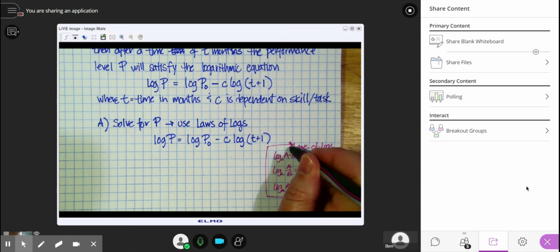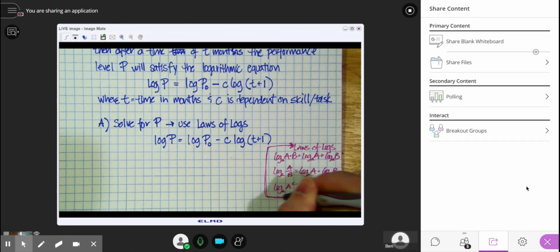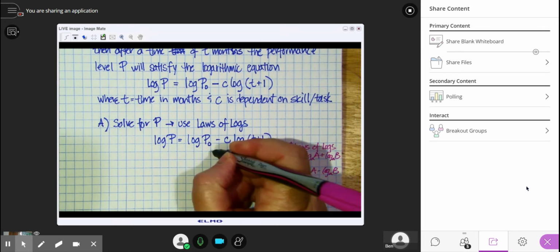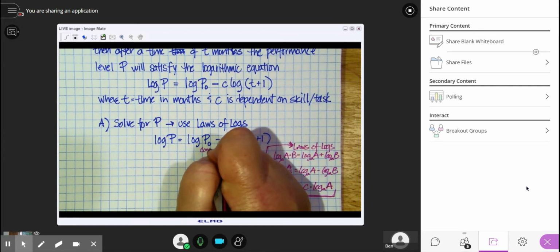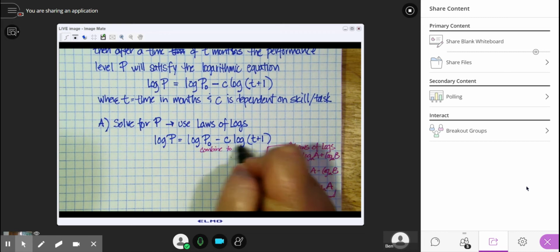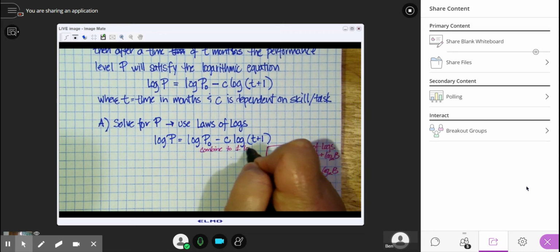So these are the three logs that we want to use in order to solve this for P. So the first thing we want to do is to take this right side and combine it to one log.